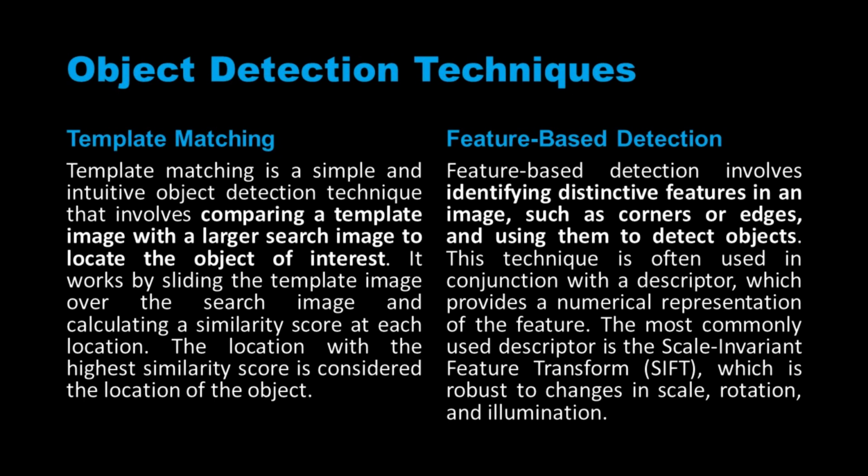Identifying distinguishing elements in an image, such as corners or edges, and using them to identify objects is what feature-based detection is all about. This method is frequently used in conjunction with a descriptor, which offers a numerical representation of the feature. The scale invariant feature transform is the most often used descriptor because it is resistant to changes in scale, rotation, and illumination.